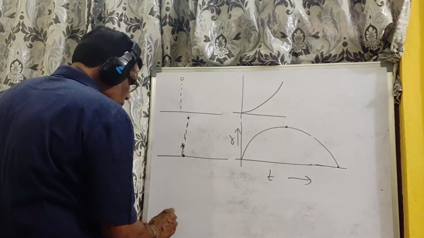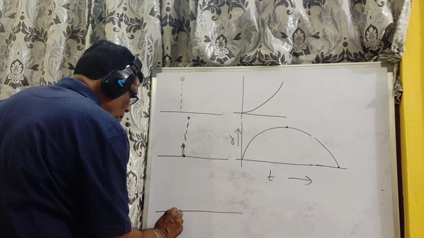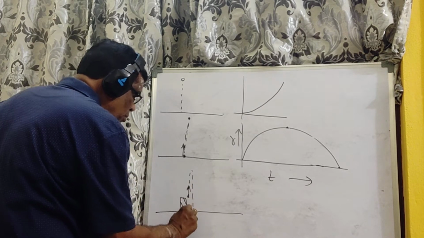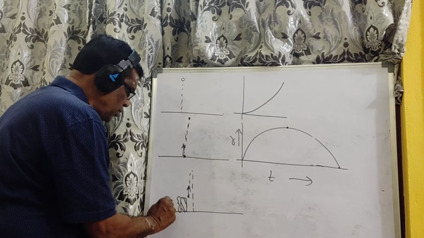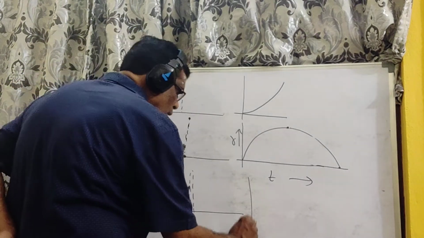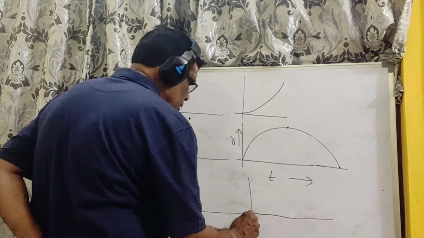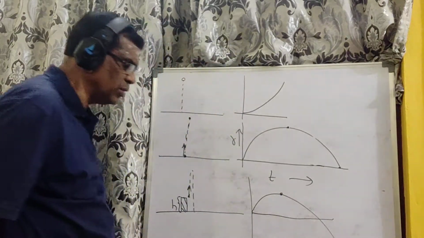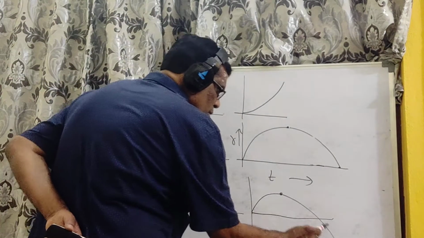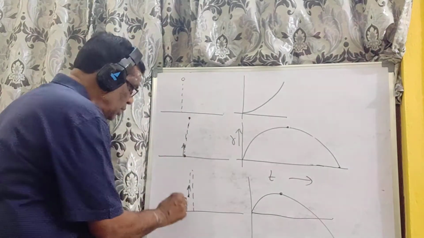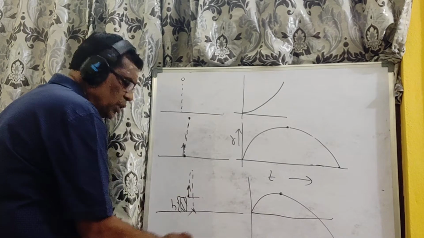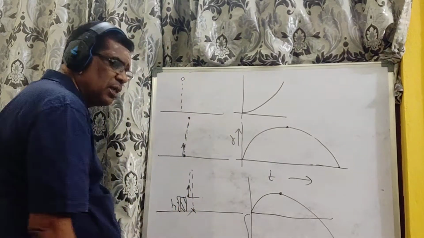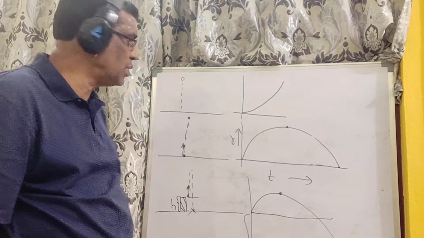Now suppose, I hope this is visible to you. I am now giving the body projected up from the top of a tower, and this is H. I want you to draw position time graph for this. So same as this, likewise it will go. Displacement is negative, remember, if it reaches the ground or below the point of projection. So this is how you can give, this is your so-called height of the tower. That's how you have to interpret it.